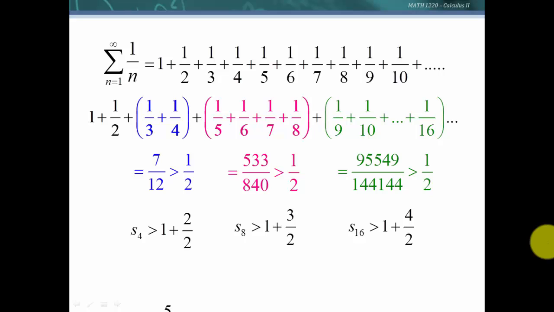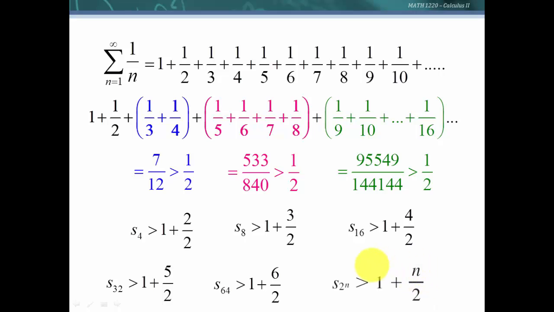We could continue with this, and the sum of the first 32 terms would be greater than 1 plus 5/2, and of the first 64 terms would be greater than 1 plus 6/2, and in general the sum of the 2 to the n terms would be greater than 1 plus n over 2. And as we let n go to infinity, this is just going to go to infinity. So this is going to be getting larger as we go. It is not going to converge to a finite value. So the harmonic series is a divergent series.